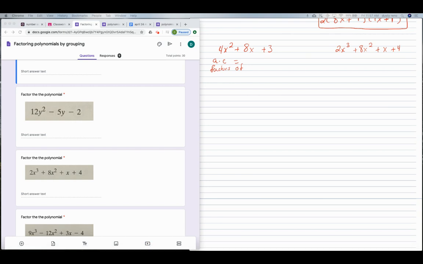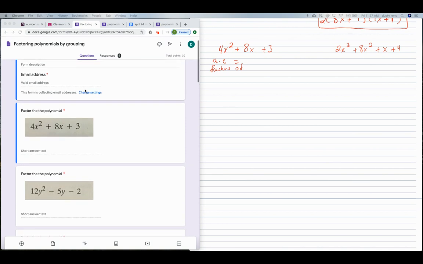All right, so this is going to be factor by grouping. So there's two ways we're going to use factor by grouping. The first one, so this is just the first problem on that Google form, 4x squared plus 8x plus 3. So you could use the find the factors way, that works too.